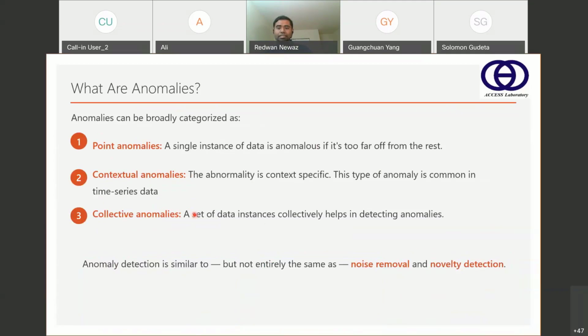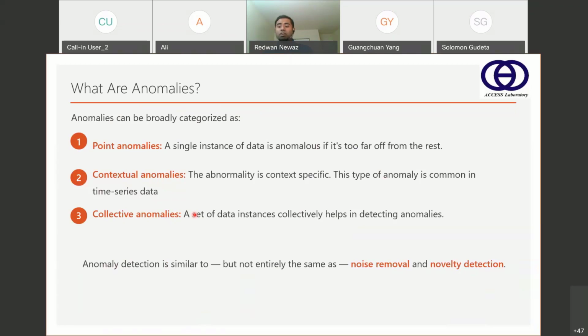Before getting started, it is important to establish some boundaries on the definition of anomalies. Anomalies can be broadly categorized into three categories: point anomalies, contextual anomalies, and collective anomalies. If a specific value within the dataset is anomalous with respect to the complete data, then it is known as a point anomaly. For example, the earlier bank fraud example that I mentioned is a point anomaly.